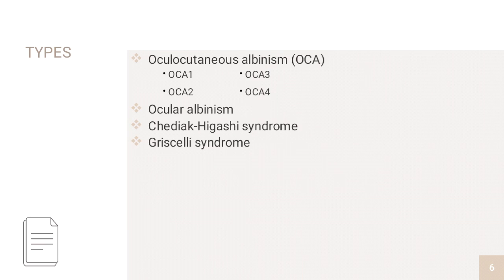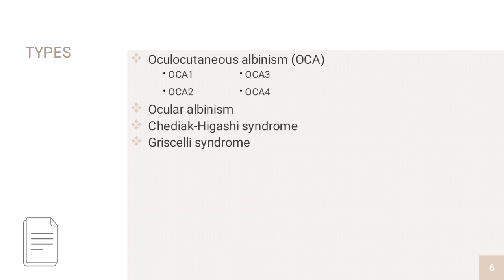Okay, now we have to talk about the subtypes of albinism. The first one is oculocutaneous albinism or OCA, which is divided into four types. The first one, OCA1, is due to a defect in the tyrosinase enzyme. There are two subtypes of OCA1. The first one is OCA1A, where people with this subtype of albinism have a complete absence of melanin.